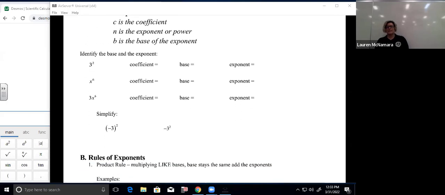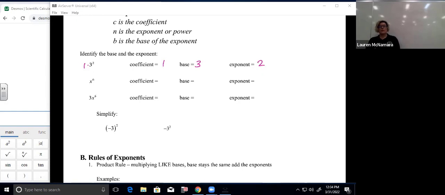Let's look at these examples here. It says identify the base and the exponent. In this case, a coefficient 2. So what's in front of the 3 that's not written there? 1. So we're going to go ahead and say our coefficient is 1. Our base of our exponent is 3, and then our exponent is 2.